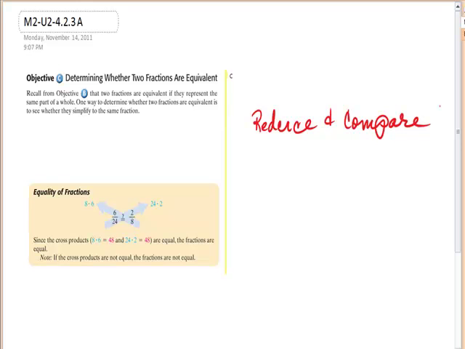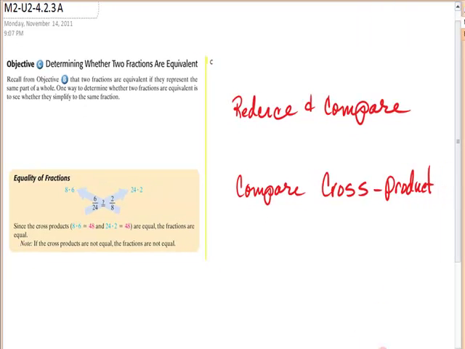The other way to do it is to compare cross products. So if I had two fractions to compare, I would look, touch something. 24 times 2, well, what does that give me? That gives me 48. 8 times 6, what does that give me? 48. Because the cross products are equal, then the fractions are equal. So we can do it either way.